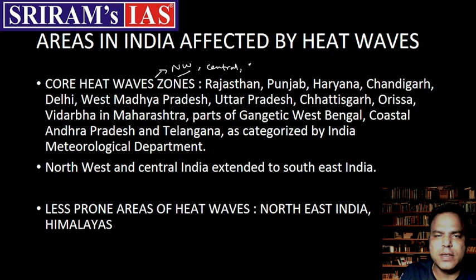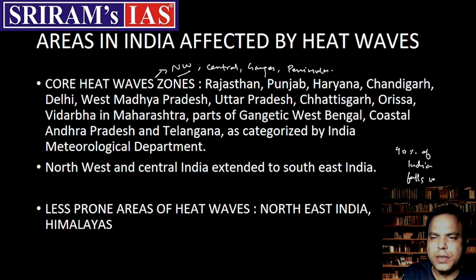of India, or the Gangetic plains, and also to the central part of peninsular India. Except for the northern mountains of the Himalayas and the northeast, the entire India is affected by the heat wave. So 90% of India falls under the severe heat zone. Okay, severe heat zone. That means it has the potential to increase the temperature from normal by 6.5 degrees Celsius. So this is the entire area.